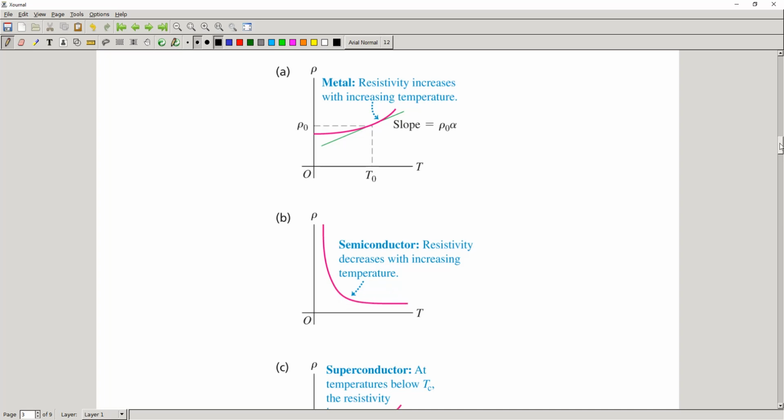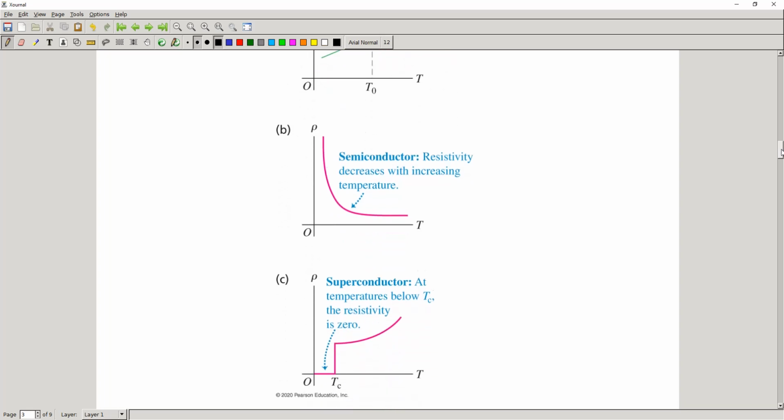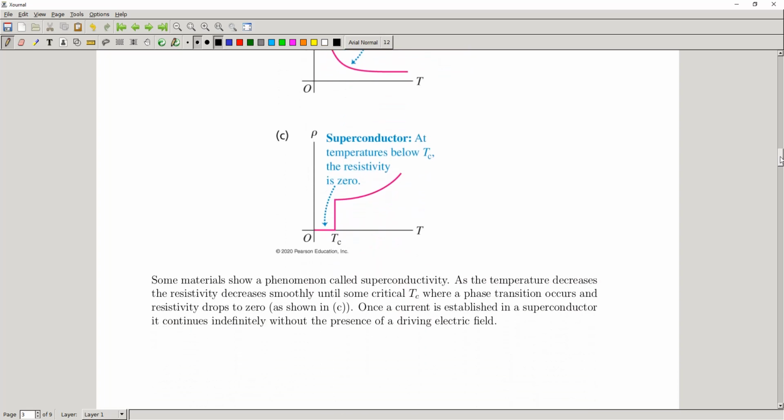Okay. And then the final plot that we want to look at here is the plot for a superconductor. We're not going to talk an awful lot about superconductors in this course, but it's important to have some feel for how these things work, right? For a superconductor, it's interesting because as the temperature decreases, down in this direction, the resistivity is smoothly decreasing until we hit some critical temperature, some Tc. At that critical temperature, there's a phase transition, and the resistivity drops to zero basically right away as we cross that threshold. So what does it mean to have a zero resistivity?